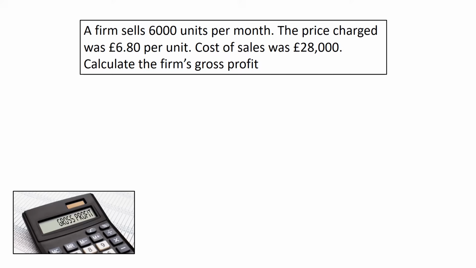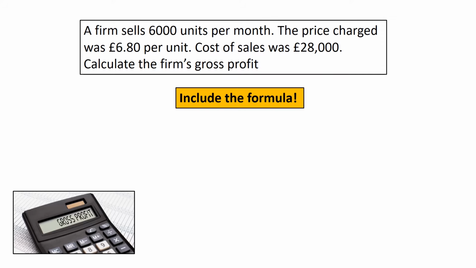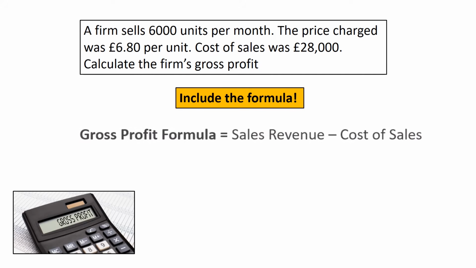So, first thing you do is include the formula. Many students forget to include that or just don't bother. It's important to include the formula. It also helps give you some kind of guidance in regards to where the figures will actually go. So the formula for gross profit is sales revenue minus cost of sales.